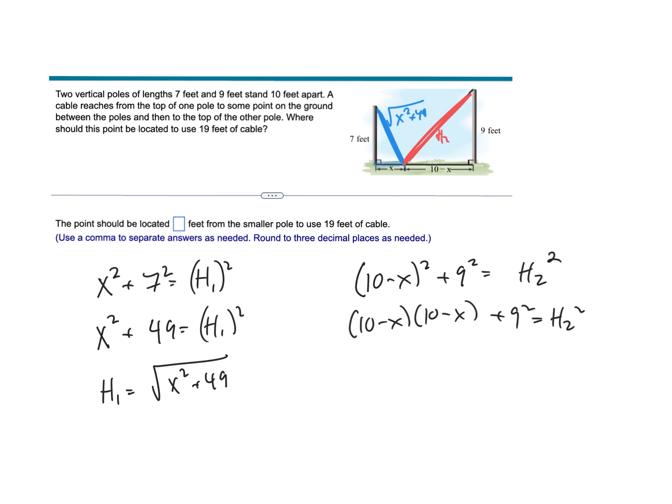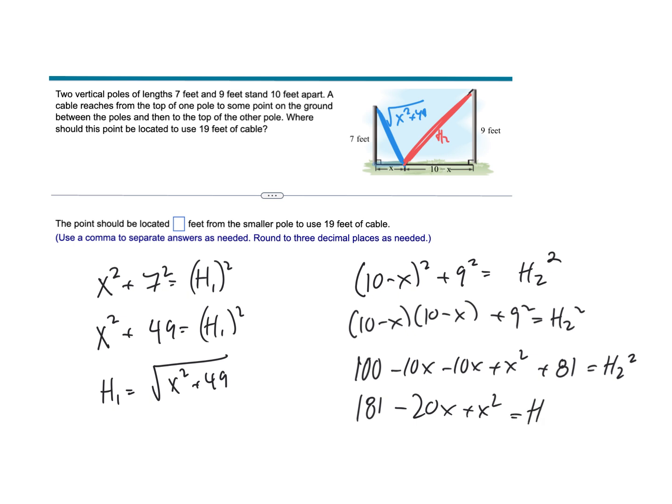Using kind of a FOIL process, 10 times 10 is 100, minus 10x, I'll write it out. So I get minus 10x, and then another minus 10x, and then plus x squared, and then 9 squared is 81, equals h2 squared. So let's combine like terms. So I have 100 plus 81, so 181, minus 20x, plus x squared, equals h2 squared.